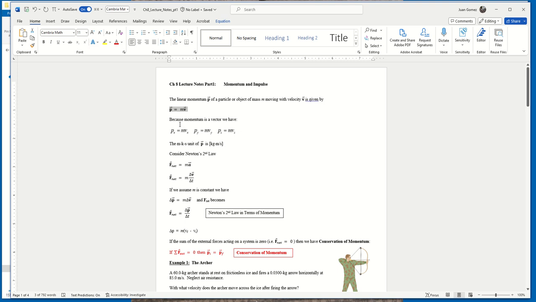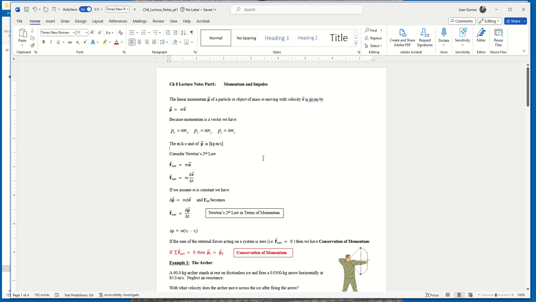Well, because momentum's a vector, in general, it could have an x component, px is equal to mvx. It could have a y component, py equals mvy, and a z component, pz is equal to mvz, where vx, vy, and vz are respectively the x, y, and z components of the velocity. But in general, even though the real world is three-dimensional, when we do momentum in 2 dimensions, we're just going to deal with the x and y components. Well, the MKS unit of momentum is a kilogram meter per second, mass times velocity, or mass times speed.